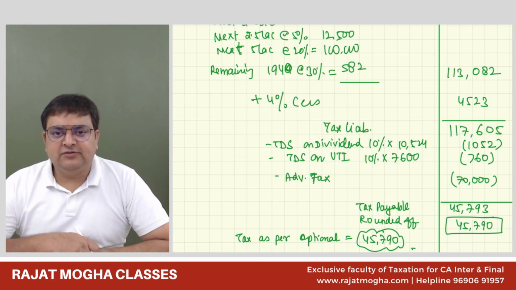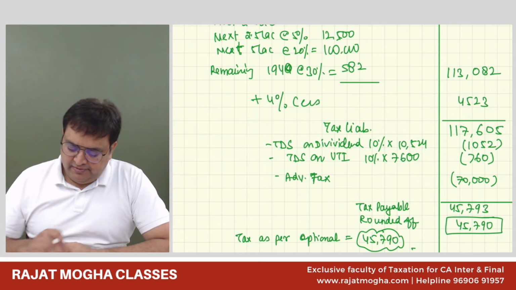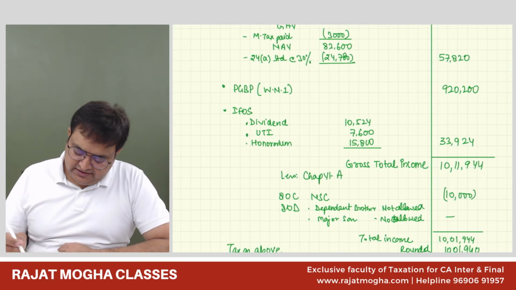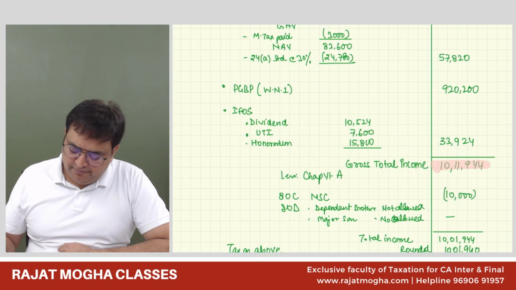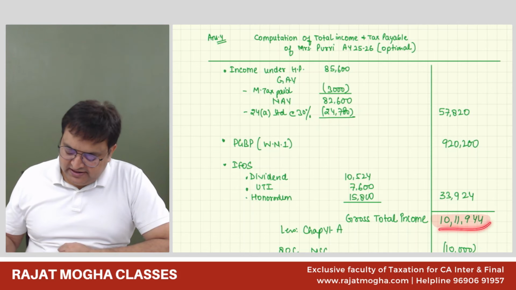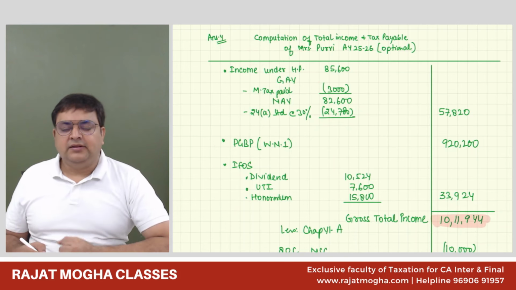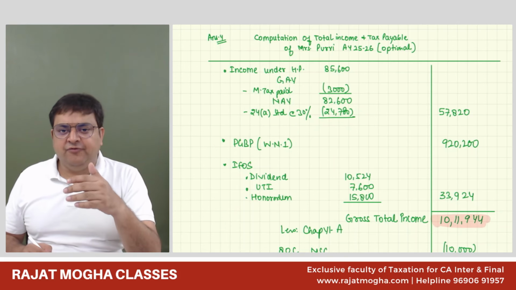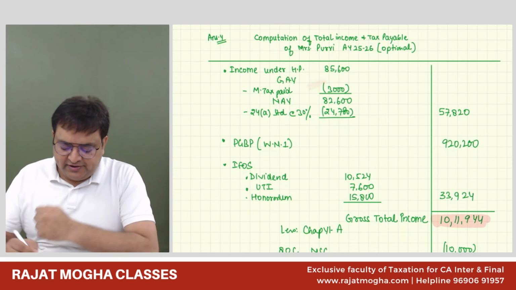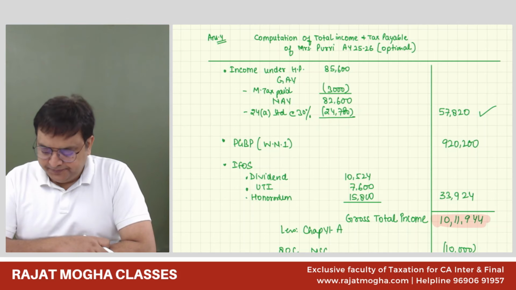So we have to compare this with the default regime. How will we be comparing it? We'll be taking the GTI as the base to compute the default regime GTI. This GTI consists of three heads: house property, PGBP, and IFOS. Now you understand what the differences in optional and default regime are in all the heads. In house property, in let out property, there is no difference. So this would be the same in default as well as in optional.